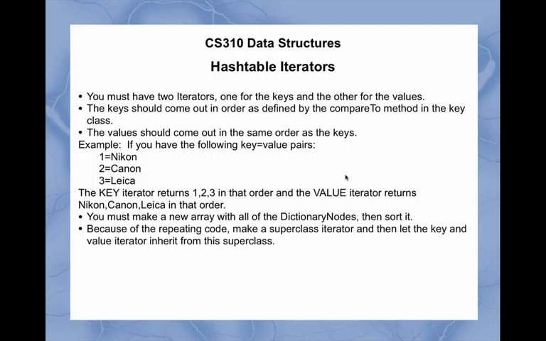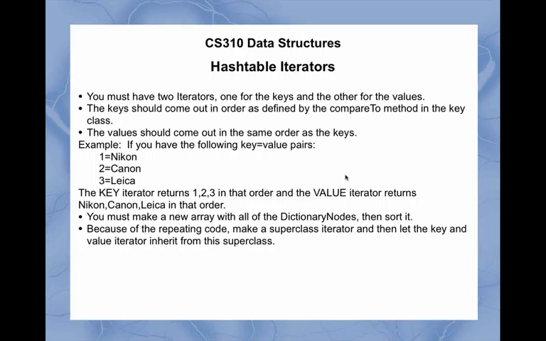Also, in this case, you have a lot of repeating code. You need to scan through the entire hash table and copy all of the elements from the linked lists into an array and then sort it. These operations are going to be the same for both the key and the values. So here you can create a superclass, maybe call it IteratorHelper, an abstract class, and then inherit from this class for the key and value iterators.